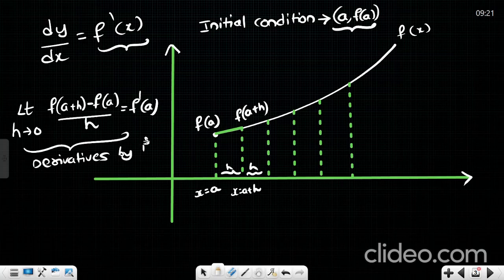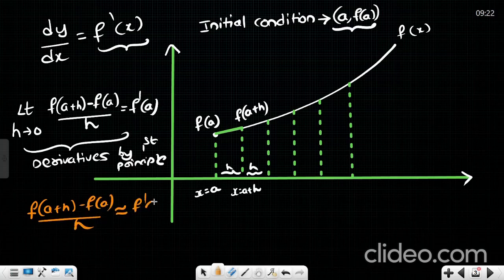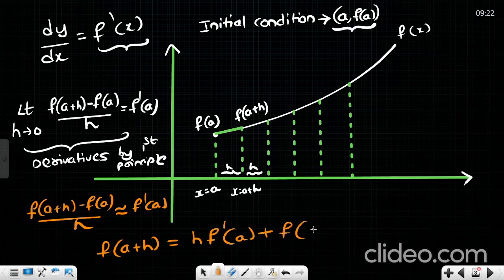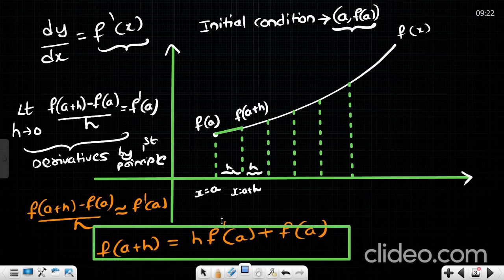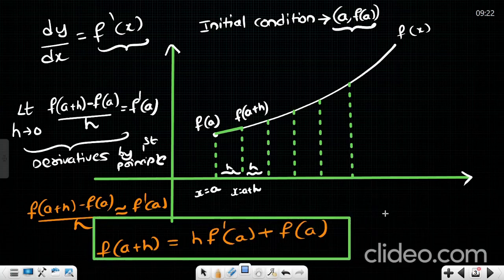Now this technique is what Euler is using to deduce the approximation. What he is saying is, I have taken h to be a very small value, therefore f of a plus h minus f of a by h, I will approximate to f dash of a. If I want to make f of a plus h the subject, it becomes h into f dash of a plus f of a. This is the formula which Euler uses to approximate things. I think till now it is very much clear.